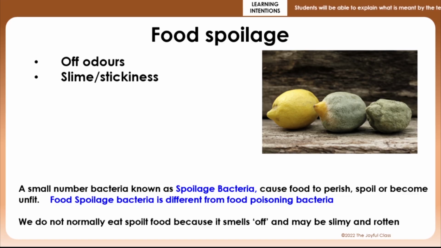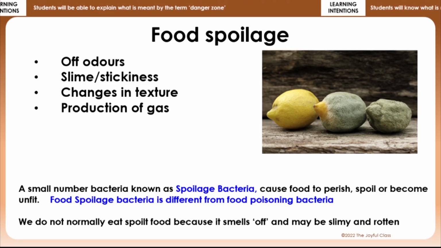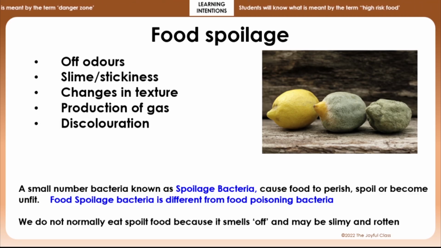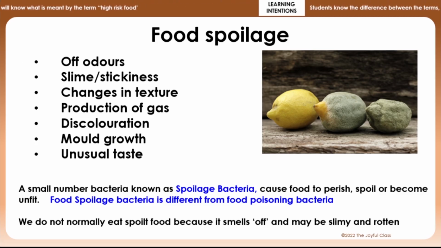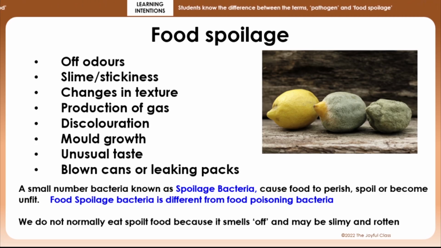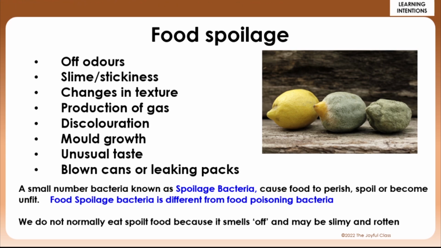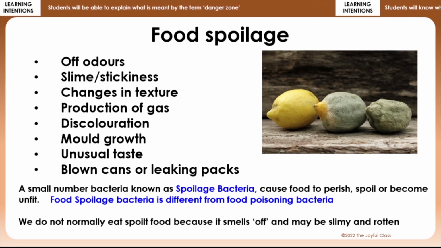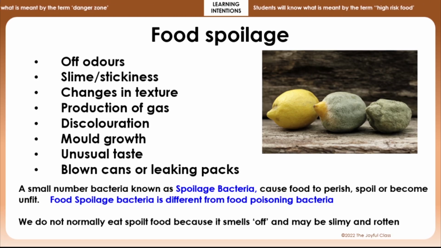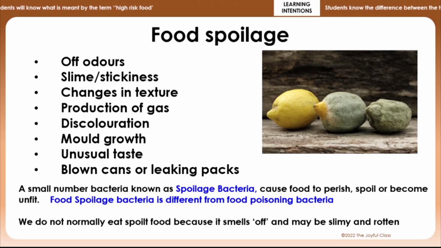Food spoilage gives off odours, could be slimy or sticky, change in its texture, a production of gas, discoloration, mould growth, you saw that with the strawberry, unusual taste, and if it's packaging it could be blown cans and leaking packages. A small number of bacteria known as spoilage bacteria cause food to perish, spoil or become unfit to eat. Food spoilage bacteria is different from food poisoning bacteria.